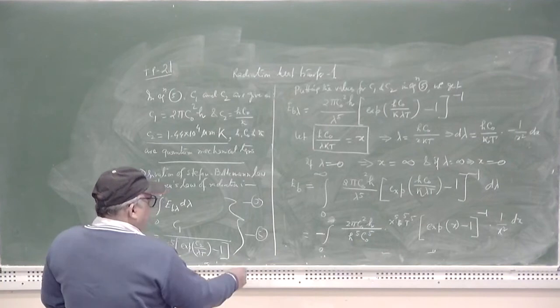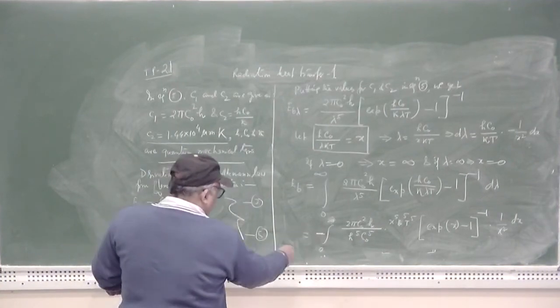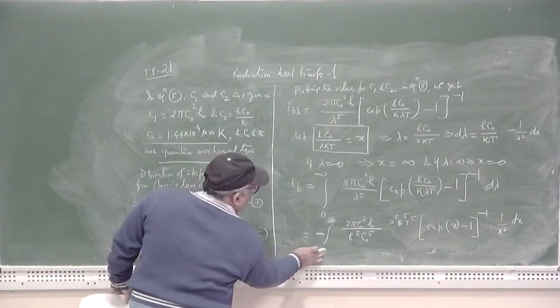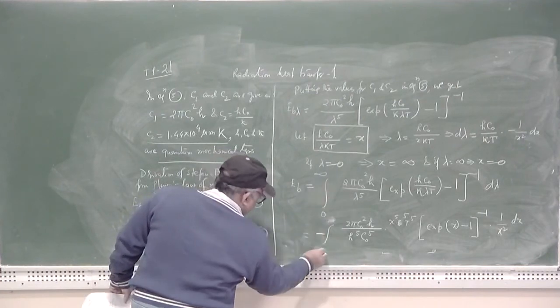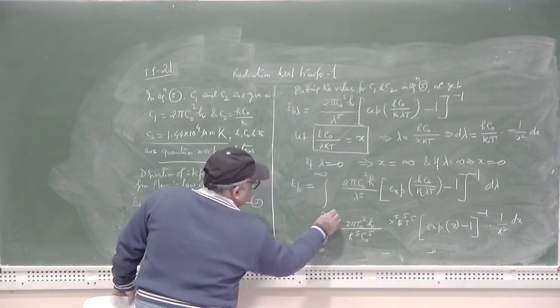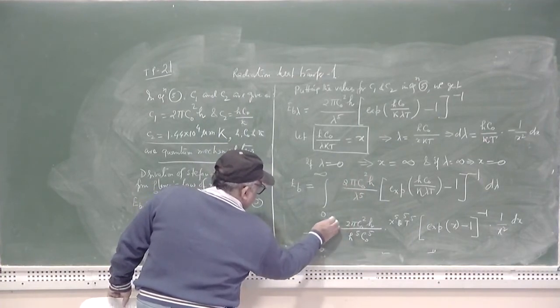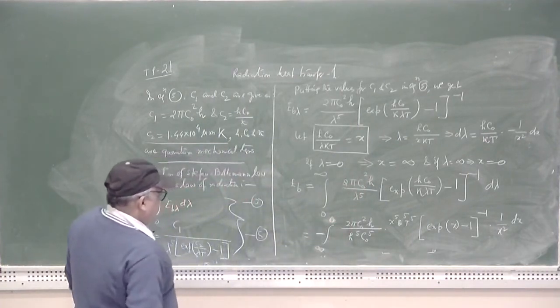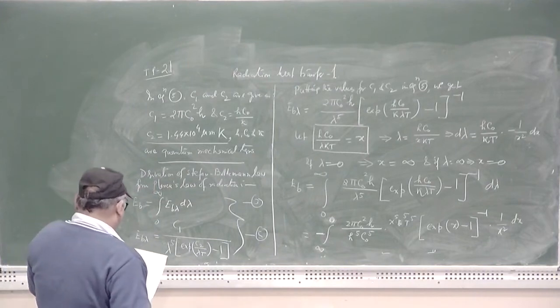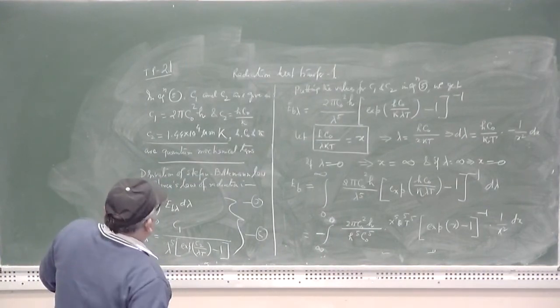Now, this expression has been termed in terms of x. Corresponding to lambda equal to 0, we have to put the limit x tends to infinity, and when lambda is equal to infinity, then x is equal to 0. So, the limit needs to be changed in this manner, from infinity to 0.